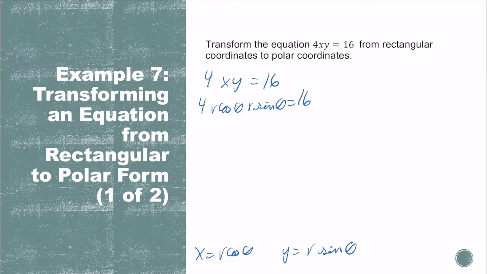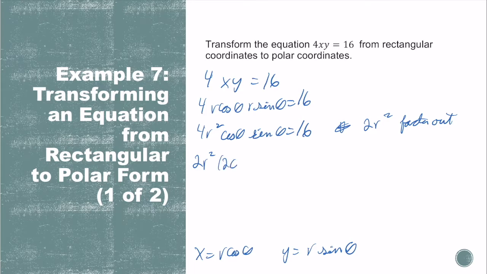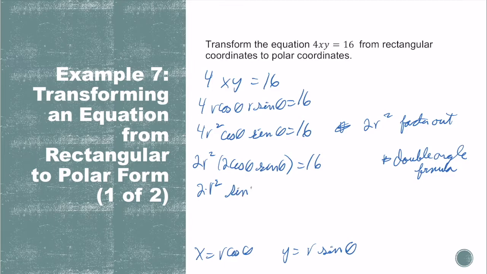No, I'm not. I'm not going to do that. What I'm going to do is I'm going to have 4r squared cosine theta sine theta equals 16. Next, I'm going to factor out a 2r squared. Because if I do that, then I have 2 cosine theta sine theta, which is the double angle formula. So I can substitute: 2r squared sine of 2 theta is 16. Divide both sides by 2. I get r squared sine of 2 theta equals 8.